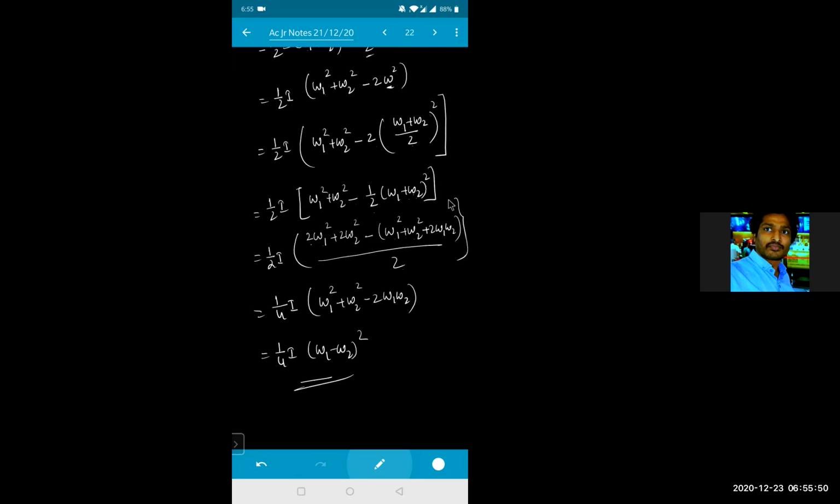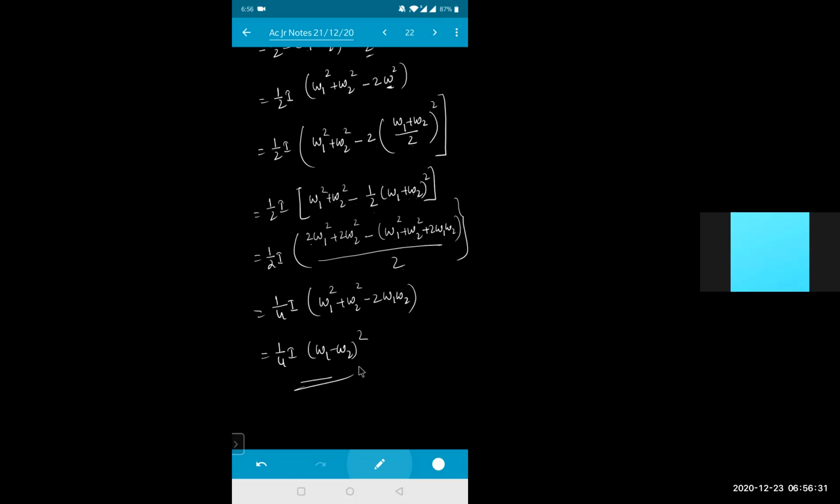Now in this one, things are getting cancelled. 2 omega 1 square minus omega 1 square, and 2 omega 2 square minus omega 2 square, so that will be equal to omega 1 square plus omega 2 square, and the 2 omega 1 omega 2 part gets subtracted. So now it is in the form of a square plus b square minus 2ab. So I can write 1 by 4 into (a minus b) whole square. It is (omega 1 minus omega 2) whole square.